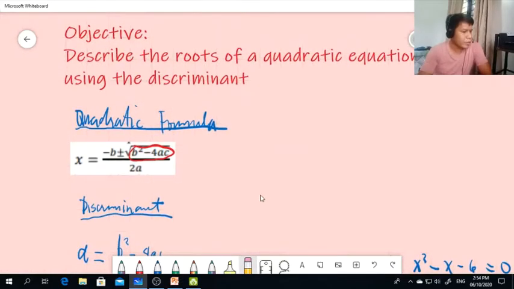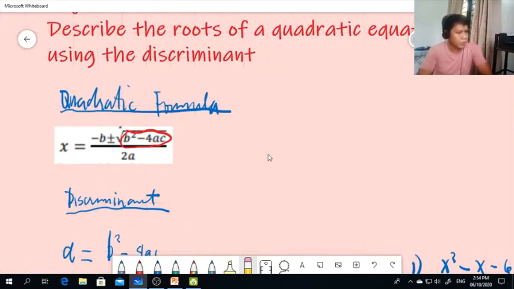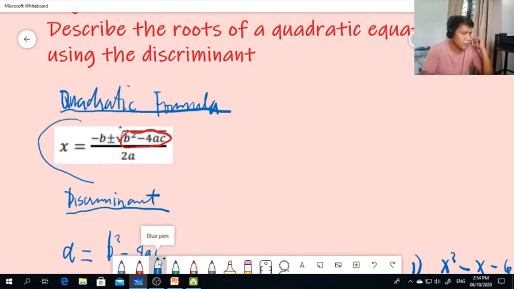Last time, we discussed the process of deriving the quadratic formula, and you are aware of the quadratic formula already. And the formula is, of course, x is equal to negative b plus or minus the square root of b squared minus 4ac, all over 2a. You can see it on the screen. This is the quadratic formula.